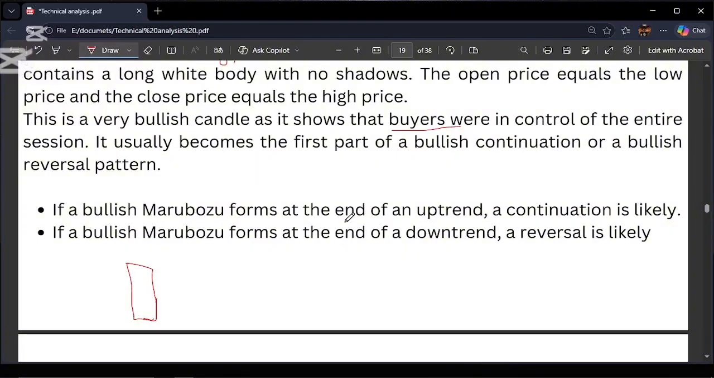It forms at the end of an uptrend. Just know there is no reversal, because it has formed during the end of the uptrend, so a continuation is likely to occur. The uptrend will continue upwards and upwards. But if it forms during the end of a downtrend, then a reversal is likely to occur.